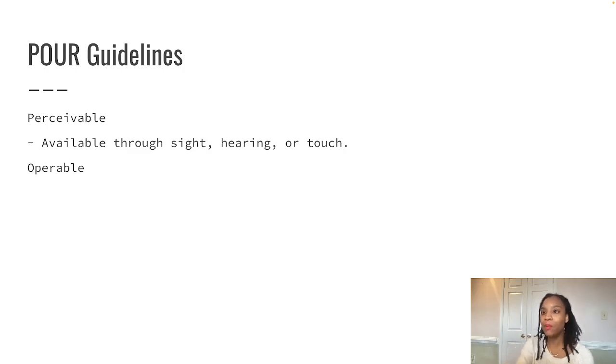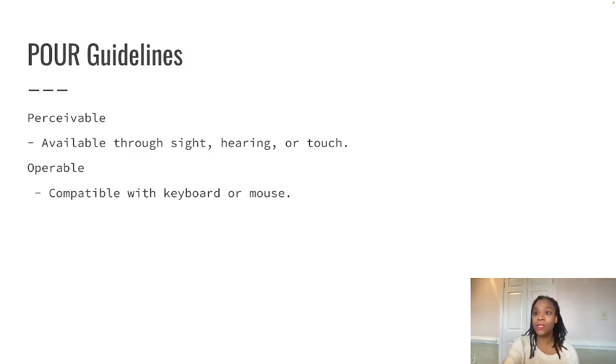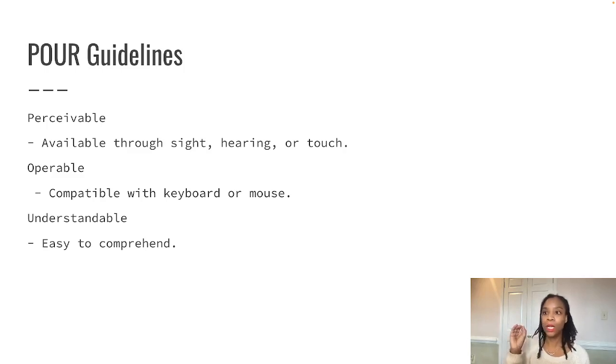We want to make sure that our pages are operable, and this just means that they're compatible with a keyboard or a mouse so that users who are only using those things can actually use them. We want to make sure that our pages are understandable, so pretty much being easy to comprehend. So we talked about making sure that we're not using a lot of jargon, not using a lot of big words that are not needed, no run-on sentences, making sure everything is organized and put on our page nicely. And then we want to make sure that our pages are robust.